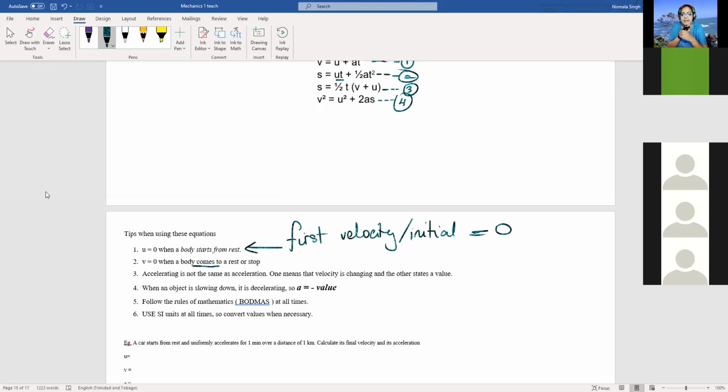Accelerating is not the same thing as acceleration. Please note your words. Acceleration tells us what the value of a is, or that is your acceleration value. When we say a body is accelerating, this means that, let's use our proper words, our velocity is changing.